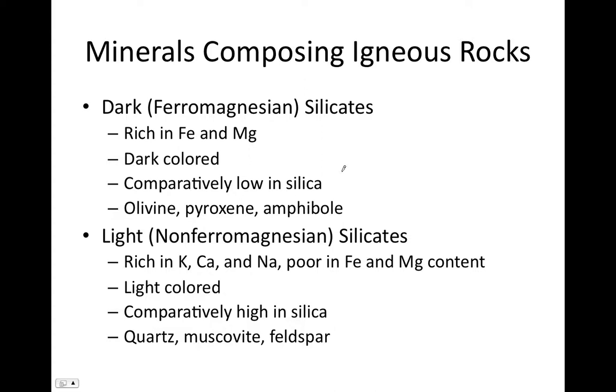The light non-ferromagnesian silicates are rich in potassium, calcium, and sodium, but poor in iron and magnesium. They are generally light in color, and they are comparatively high in silica, so they have more silica in them than the ferromagnesian silicates. Some common non-ferromagnesian silicates include quartz, muscovite, and feldspars.